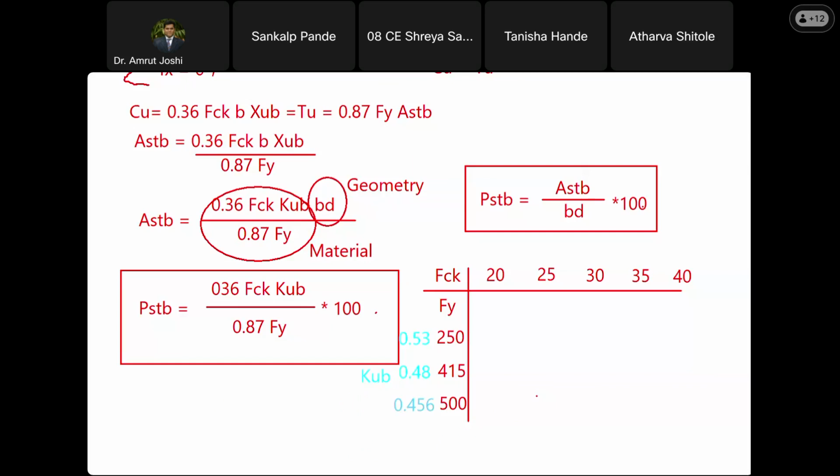Now you have this formula here, percentage of steel. So what are the inputs in this formula? You have to substitute XuB/d, and you have to substitute fy and fck. So in this table you have fck, fy and XuB/d. Substitute this here and complete this matrix. Tell me all the values. Okay, I will wait. So Shreya, this time you will tell me all the values. Calculate all these values one by one and tell me. So first calculate it for fck 20 and fy 250.